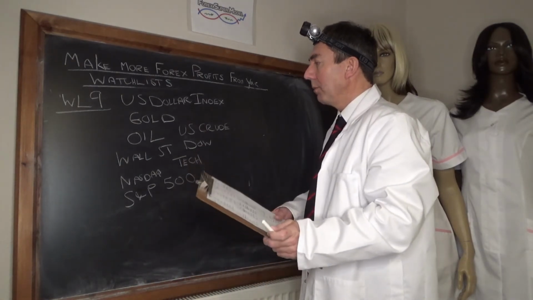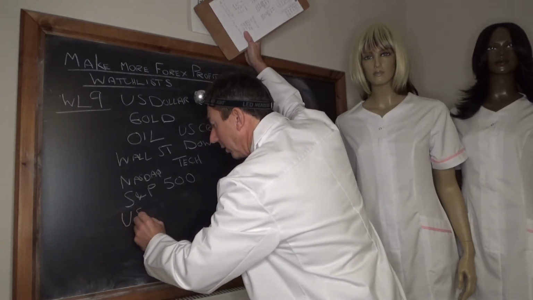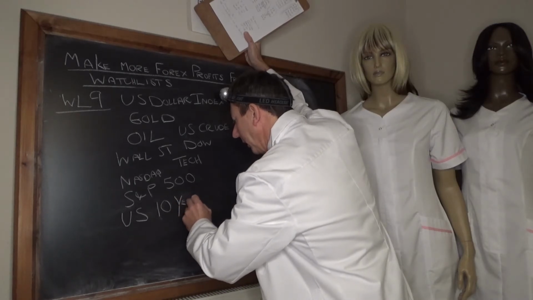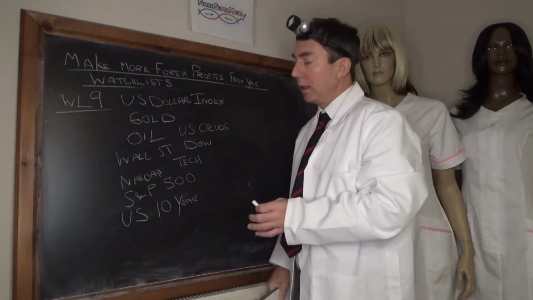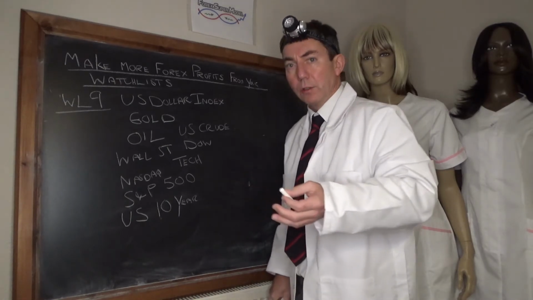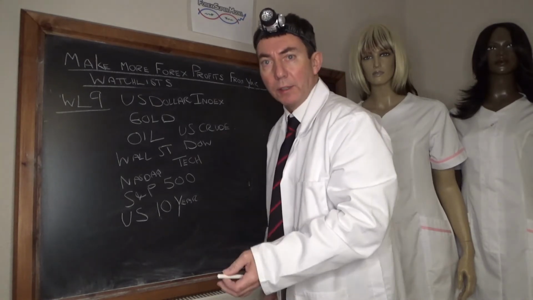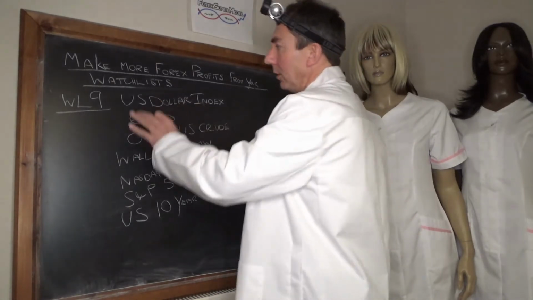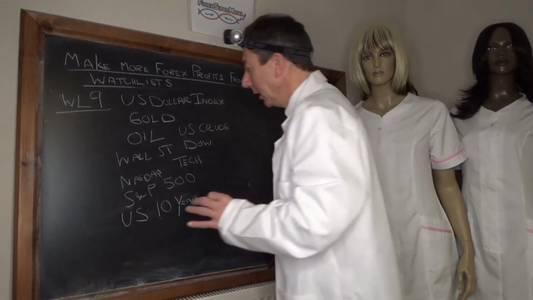So the only thing we're missing is the bond market, and so we tend to think the US 10-year. The US 10-year is a good place to get a good overall feel. Normally when yields are rising, you've got the price of the bond falling, and when yields are falling, the price of the bond is going up. So we can talk about that in other videos, but that's not really what this video is about. This is about getting your act together on watch lists.